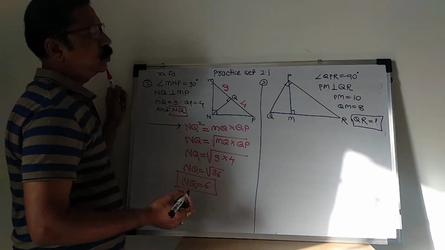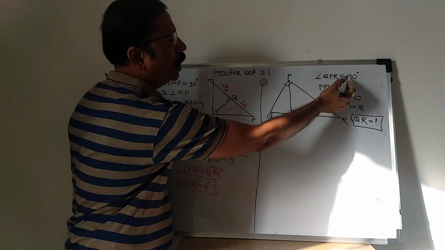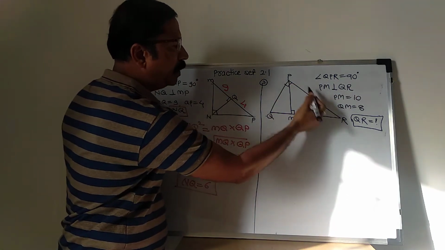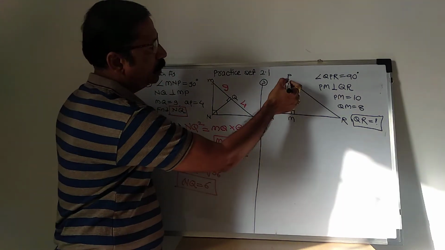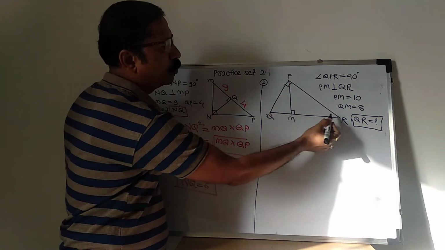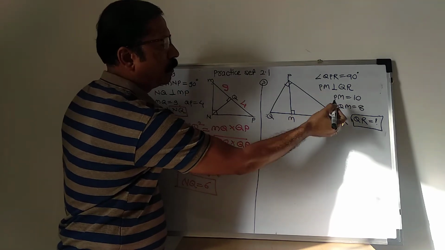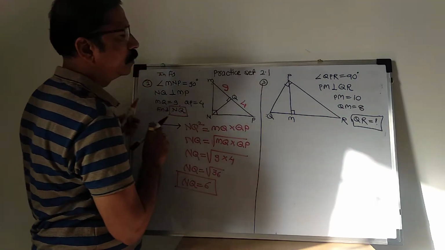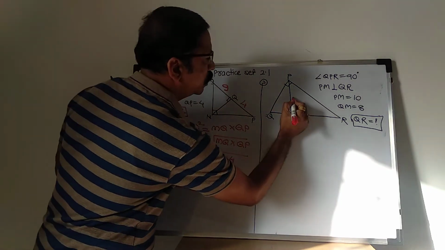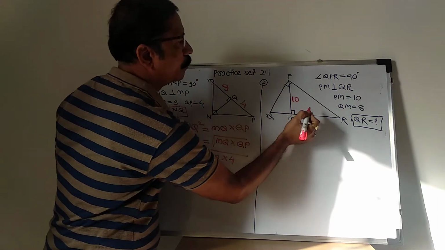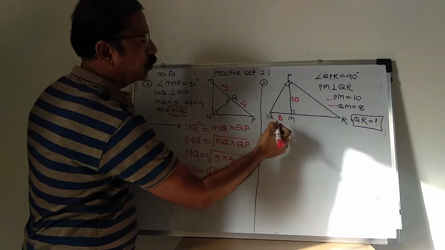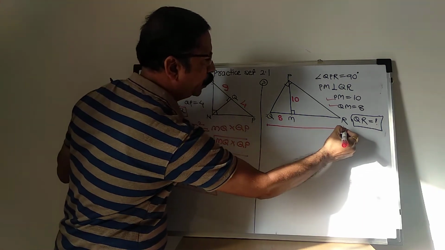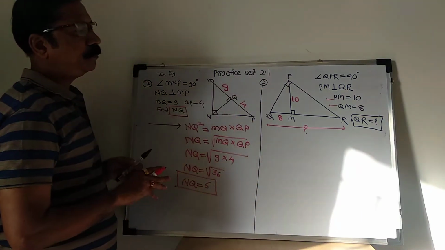Now we'll try to do the third sum. QPR is equal to 90 degrees. Means again the main triangle is a right angle triangle. This is the basic criteria. Again there is one perpendicular drawn on the hypotenuse. So substitute the values. PM is 10. The length of this perpendicular segment is 10. QM is 8. And we have to find the full length QR, the question mark.